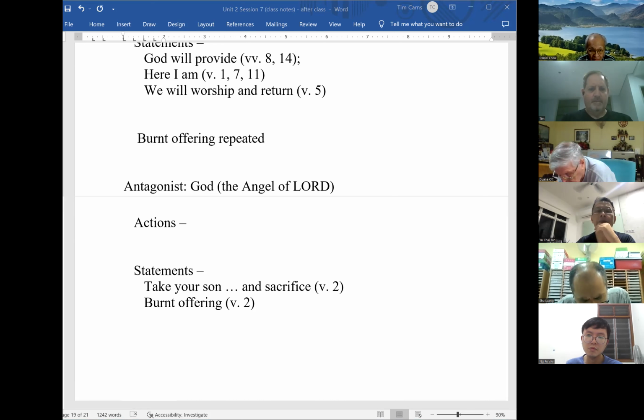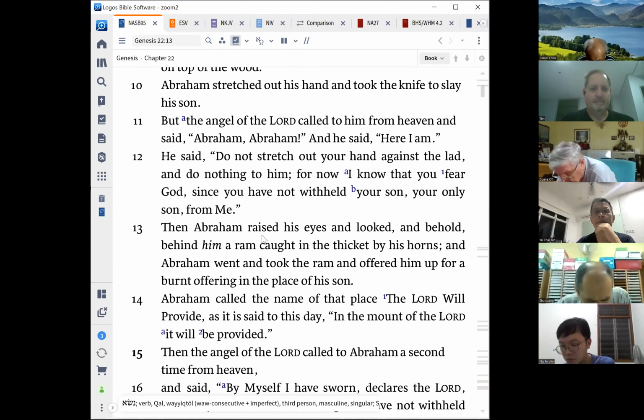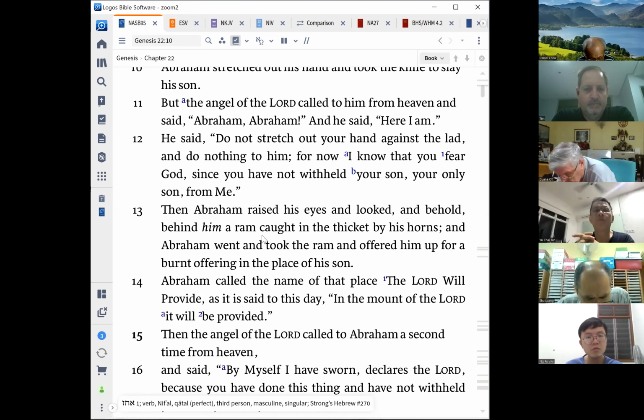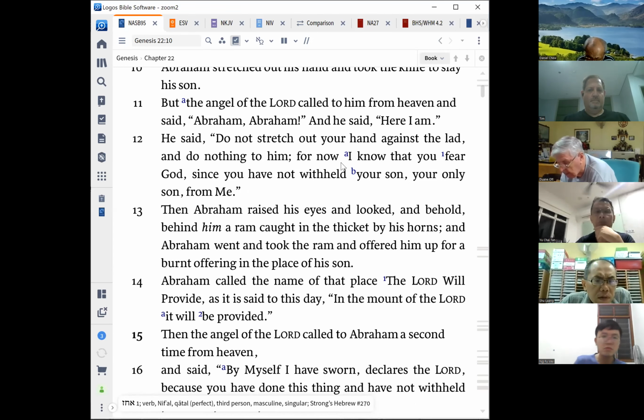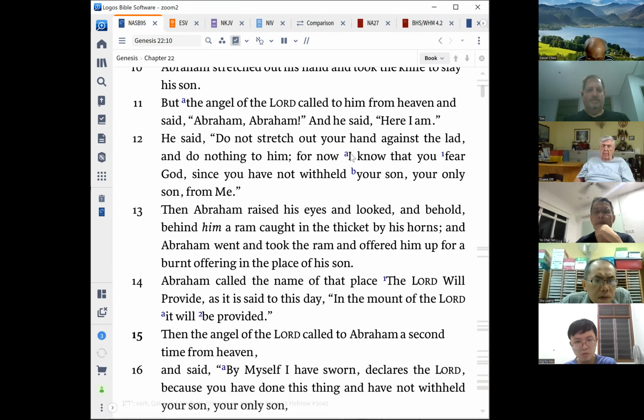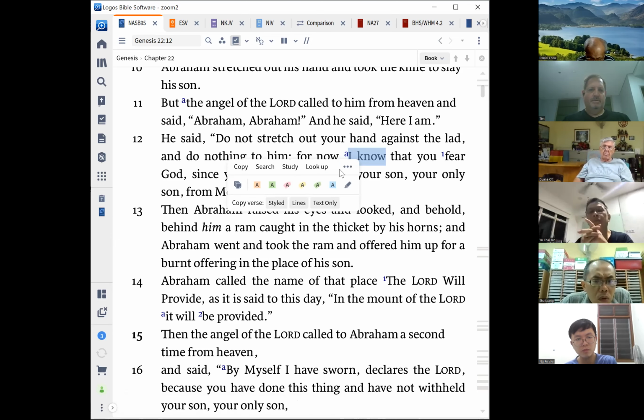And then we don't get much else regarding God's statements or actions until we get to verse 11, right? Then the Lord calls from heaven. And what do we see there in his actions or statements from verse 11 on? Anything strike you? Certainly, perhaps verse 12 there, right? I know that you fear God, since you've not withheld.